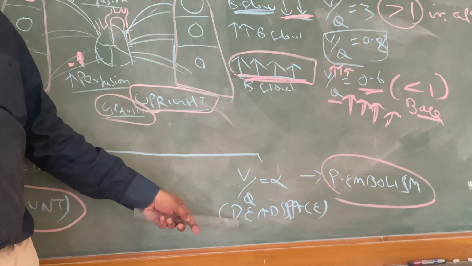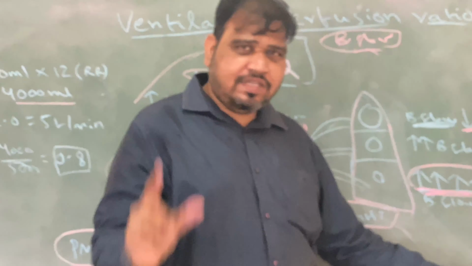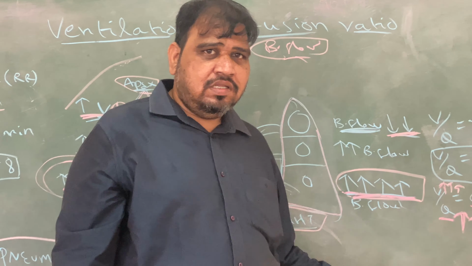That is, blood flow is not there, but oxygen supply will be there. But the oxygen is not being utilized. So the oxygen, wherever it is present, we call it dead space because oxygen is not utilized. That is seen in, one example is pulmonary embolism.